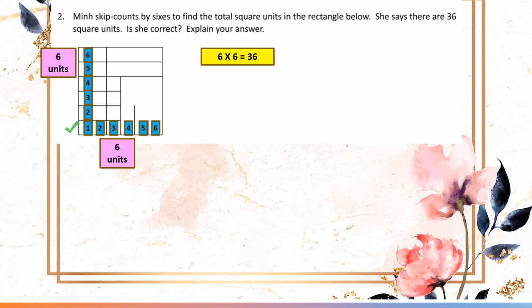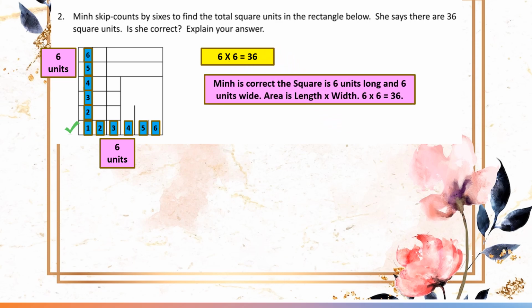Now remember, men said that there are 36 square units in this square. So that means that men is correct. The square is 6 units long and 6 units wide. Area is length times width, and 6 times 6 equals 36. So you may want to go ahead and pause your video so that you can write all of this down, or if you have something written down, you can check to see if what you wrote matches what I have on my screen.